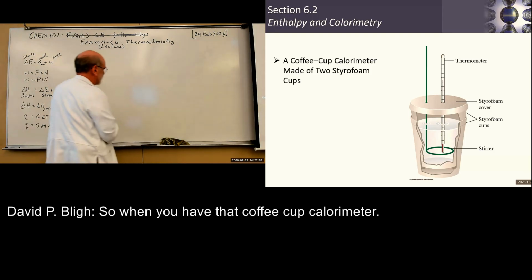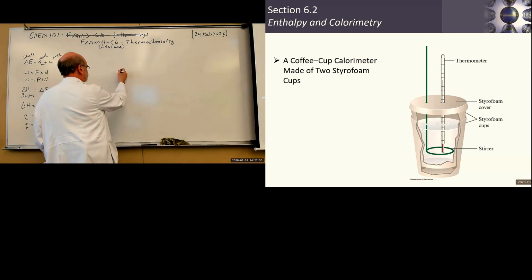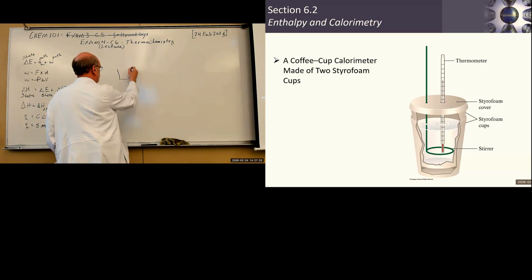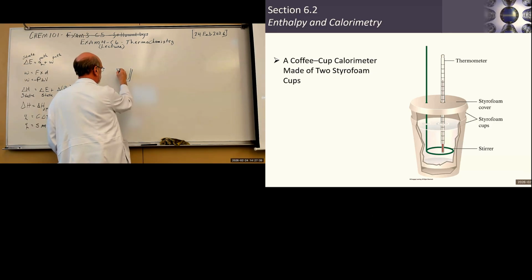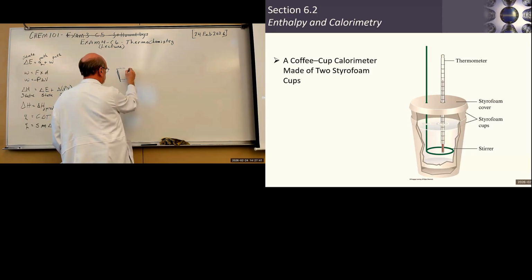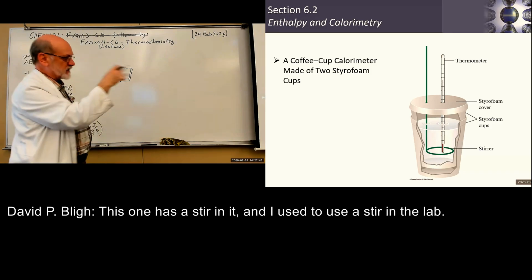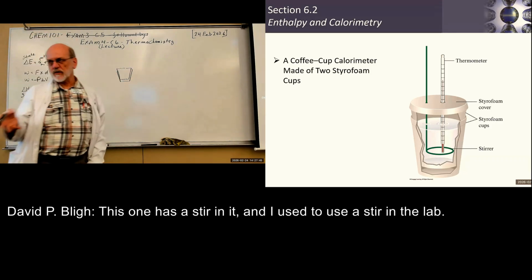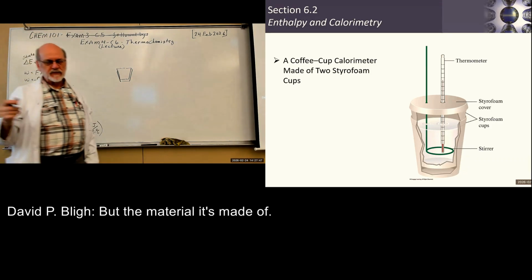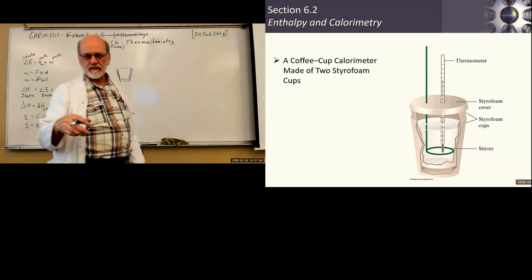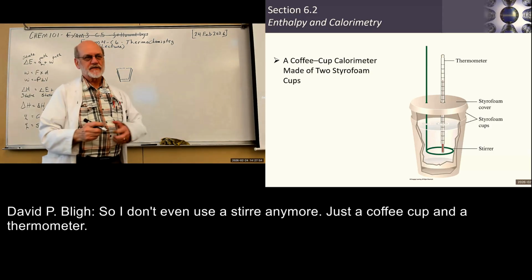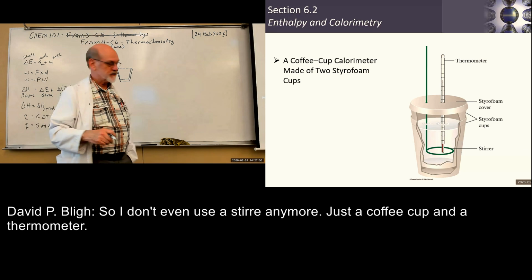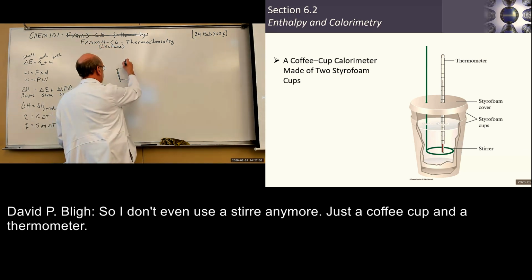So when you have that coffee cup calorimeter, we usually use a double coffee cup, and you'll have a lid with a hole in it. This one has a stir in it, and I used to use a stir in the lab, but the material it's made of can't stand up to certain reactions. So I don't even use a stir anymore. Just a coffee cup and a thermometer.